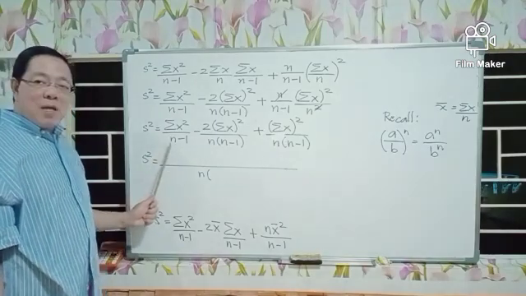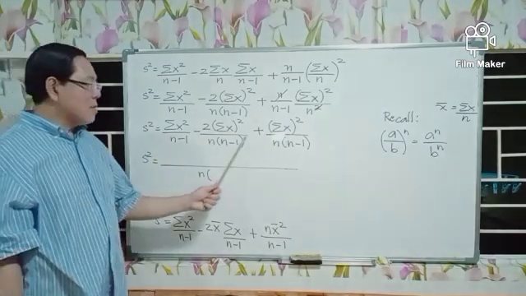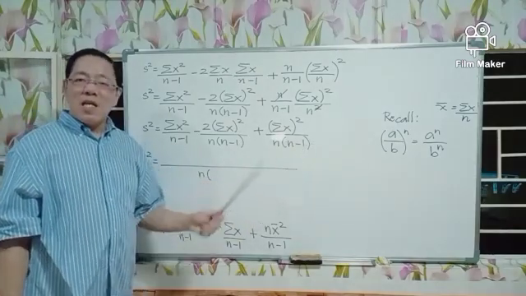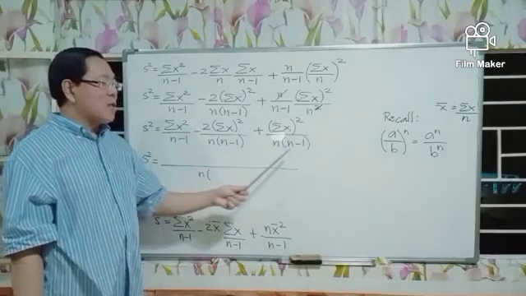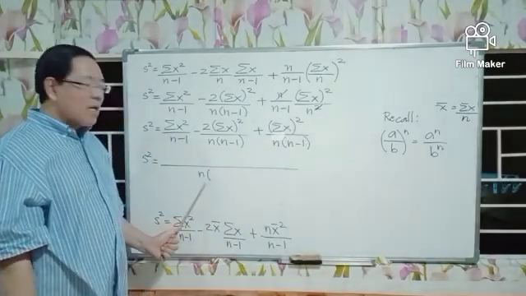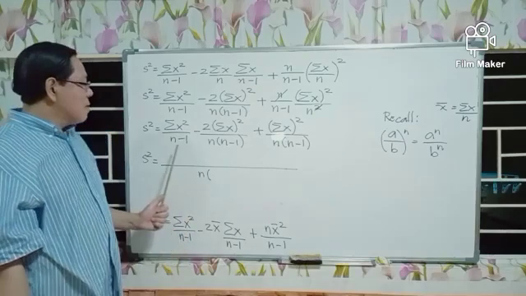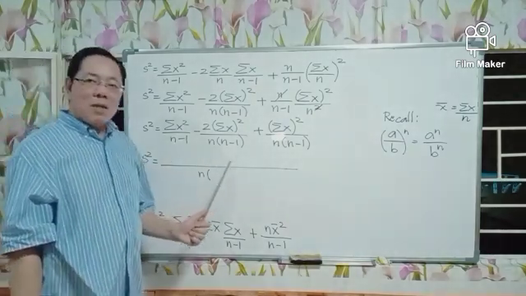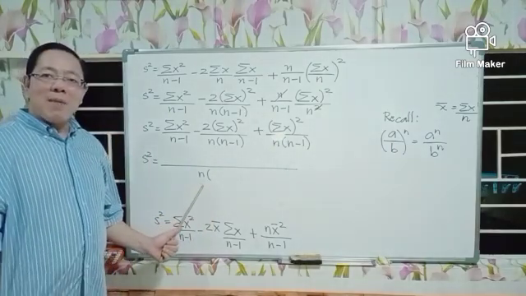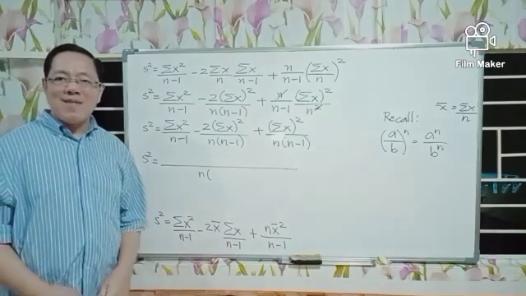The exponent of n minus 1 in the denominator of the first term is 1. Here it's 1, here is 1. If the exponent of n minus 1 in the denominator of the last term were 2, then you would multiply n by n minus 1 squared. But the highest exponent of n minus 1 is 1. So we multiply n by n minus 1 raised to 1, or simply n multiplied by n minus 1.